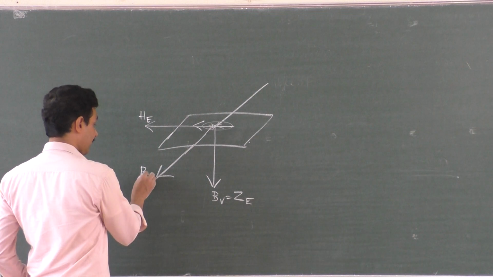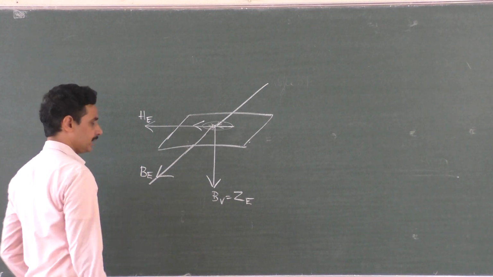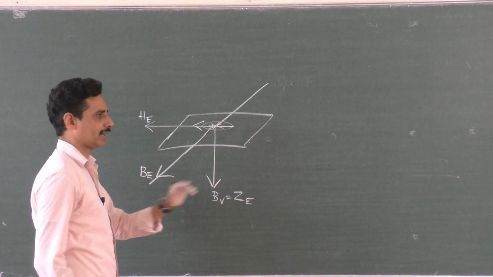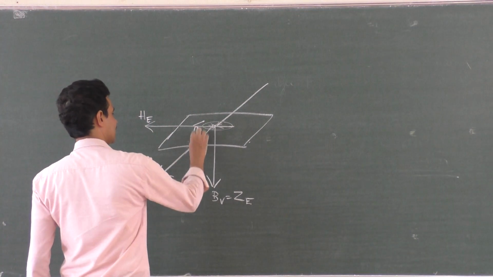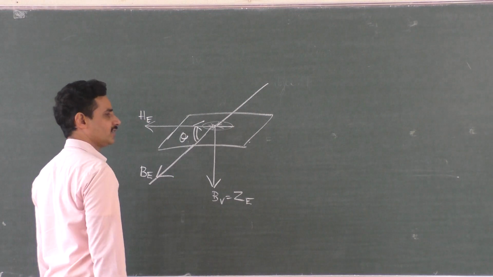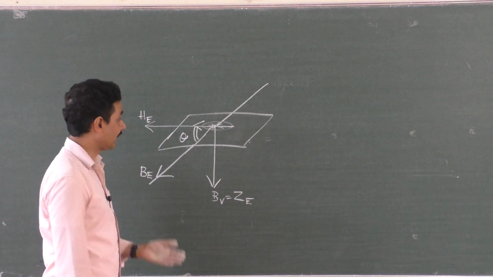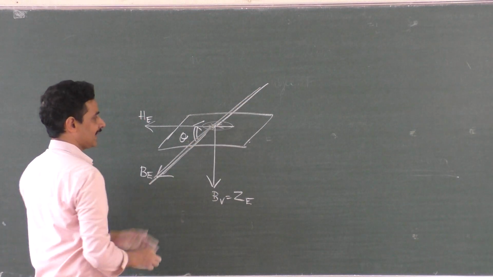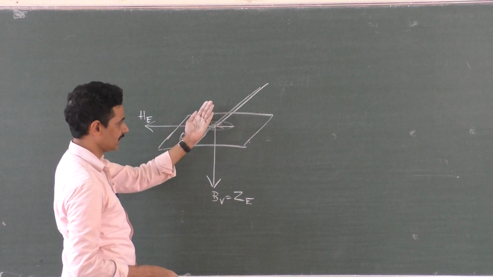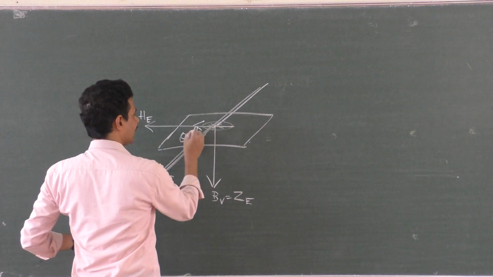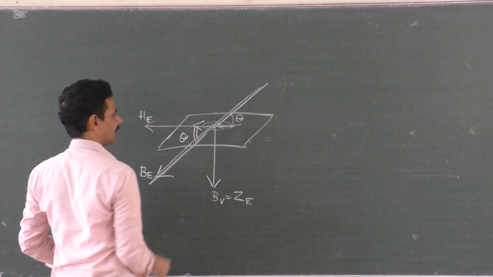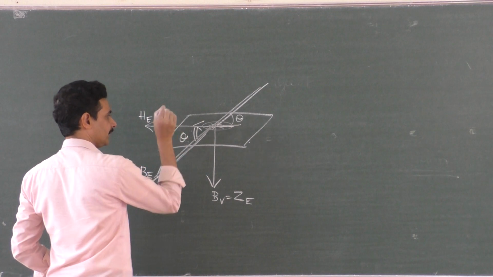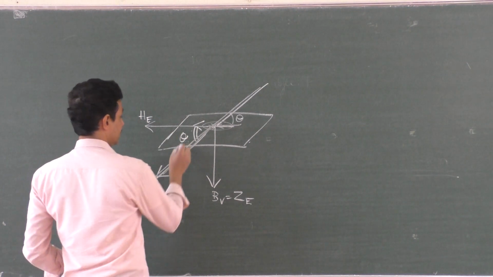So any Earth's magnetic field B can be split into two components, a horizontal component and a vertical component. Now tell me, what is this? Is it not the angle of inclination? Because we know angle of inclination is the angle made by the needle which is free to rotate in a vertical plane, making an angle with the surface of the earth. Is it not the angle of inclination? Is it not the vertically opposite angle, theta? That means this is theta.